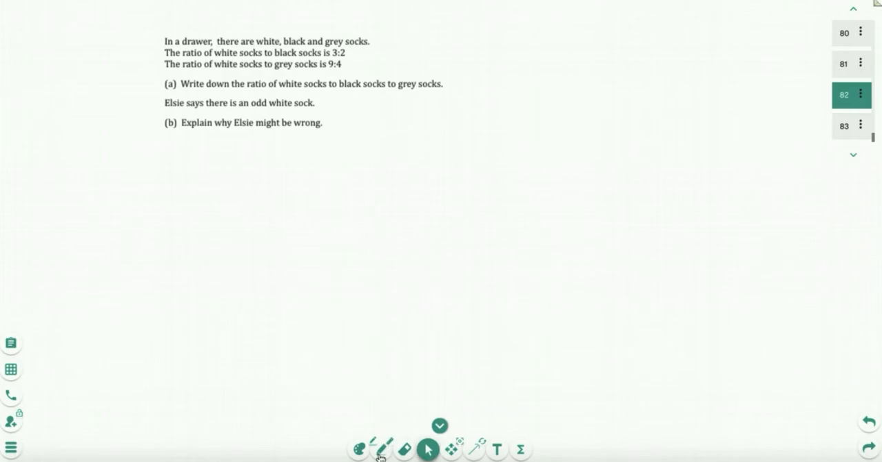Okay, let's digest this information. In a drawer there are white, black, and gray socks. The ratio of white socks to black socks is 3 to 2. Let's write that down. White socks to black socks is 3 to 2. The ratio of white socks to gray socks is 9 to 4. White socks to gray socks is 9 to 4. Write down the ratio of white to black to gray socks.